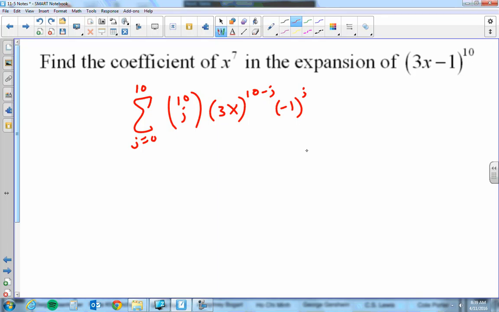What is j going to be for the particular term we want? Not 7. All right. We want the exponent on x to be 7. The exponent is going to come from this. What would j have to be for this to work out to 7?